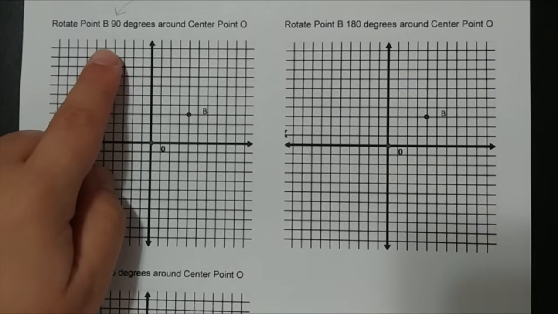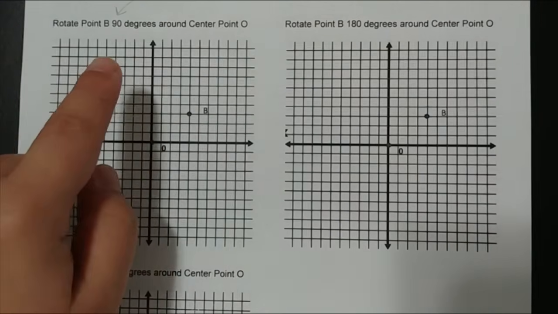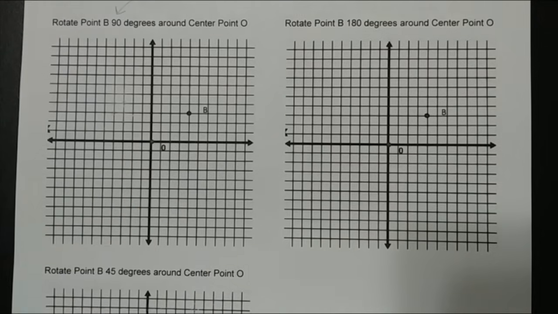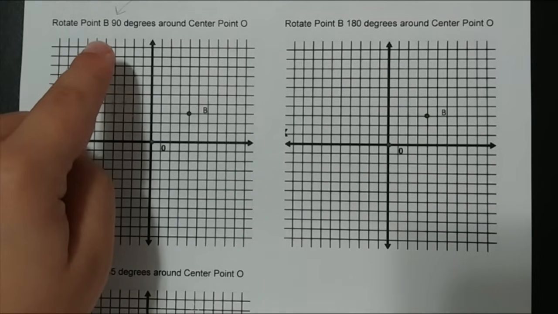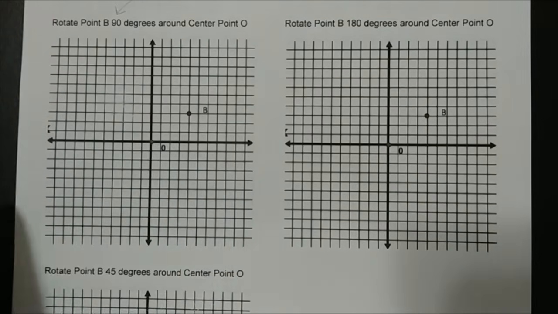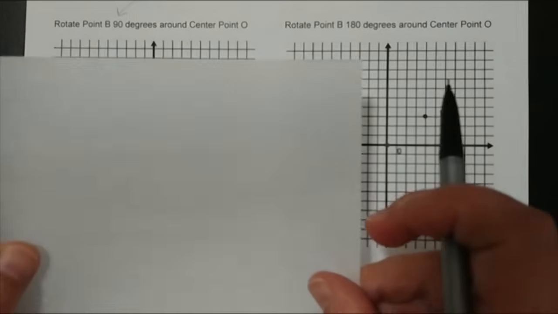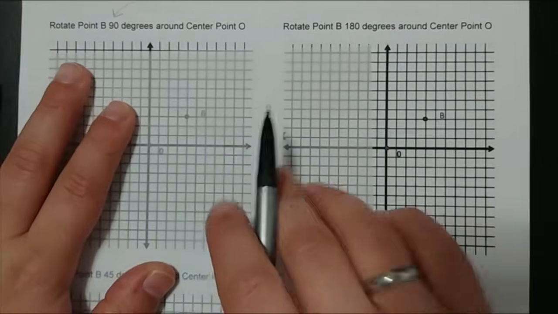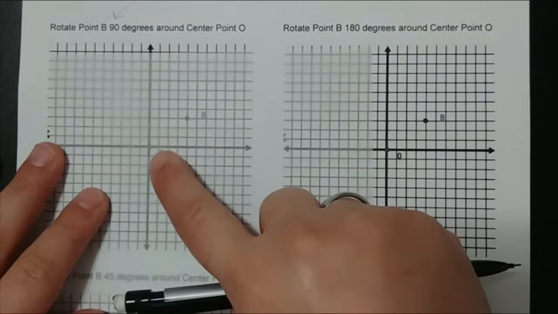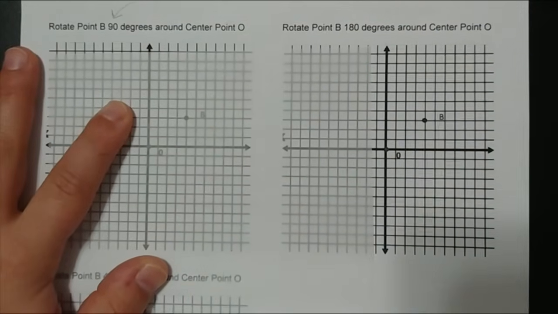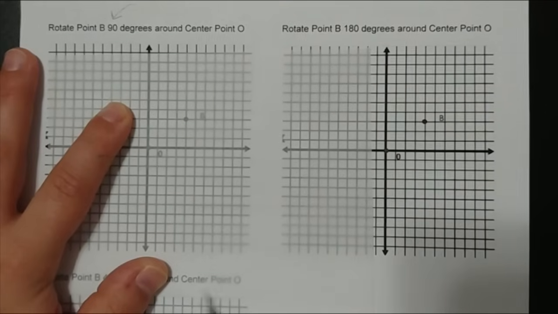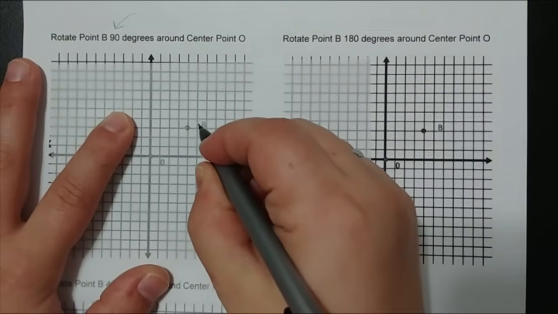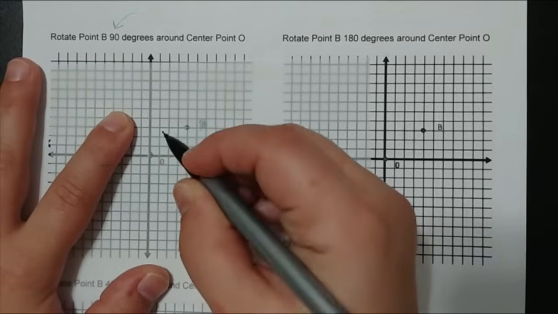So first we're being asked to rotate this point B 90 degrees around this center point O. So the main thing to remember is that a 90-degree rotation is positive and it goes to the left, or in the counterclockwise direction. So let's begin rotating. We take our patty paper, we place it over the point that we're rotating and our center point, and we have to trace those on our patty paper. So here I got point B and the center point.